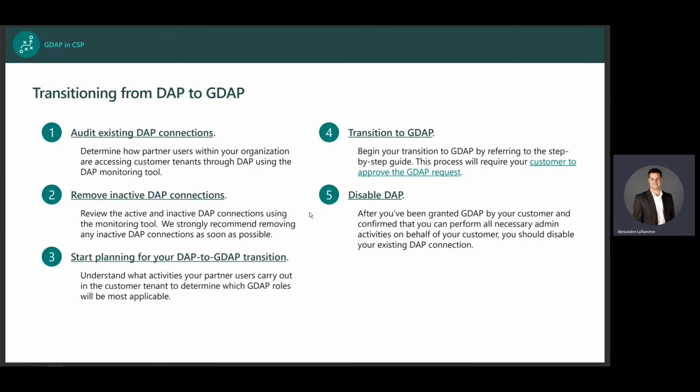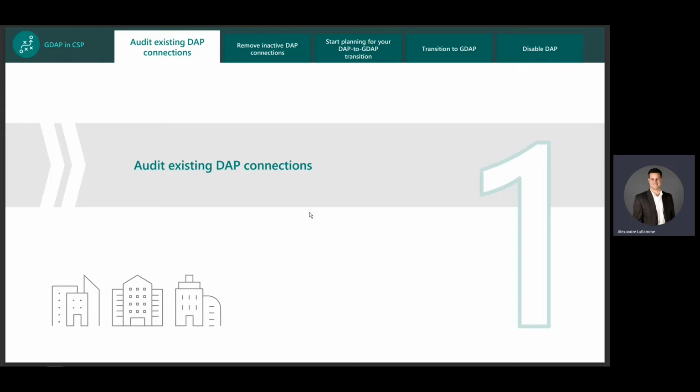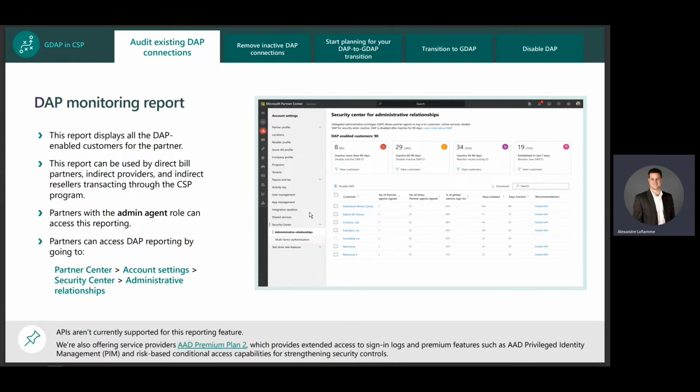When we want to transition from DAP to GDAP, there's 5 things to consider, and we will cover them again in an expedited fashion, but you will have access to the guide if you are looking to do all of this yourself granularly. So the first thing you will want to do is to audit your existing DAP connections.